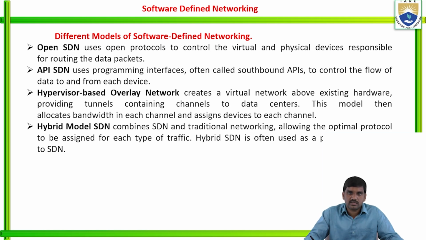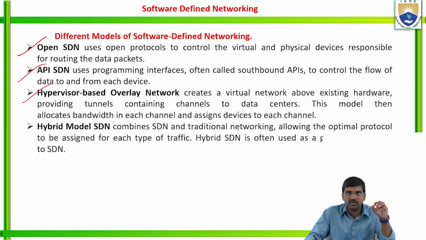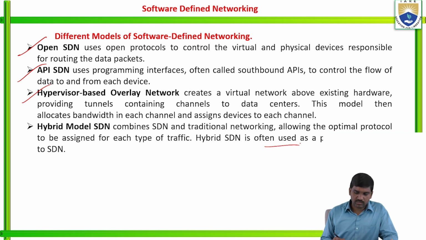After completing the introduction points up to now, we have completed the introduction points of SDN and NFV. What are the key elements, what are the types, what are the features, what are the advantages of SDN and NFV. So now we move to the different models of software defined networking: Open SDN, API SDN, and hypervisor based overlay network, hybrid mode software defined networking. It combines SDN and traditional networking, allowing the optimal protocol to be assigned for each type of traffic, and hybrid SDN is often used based on that approach.